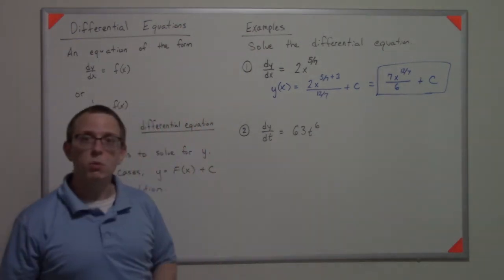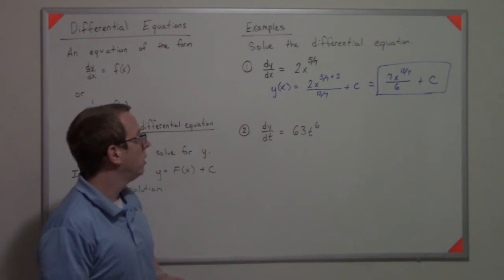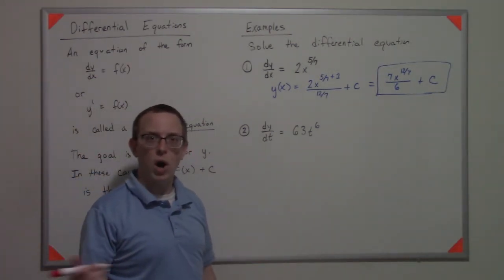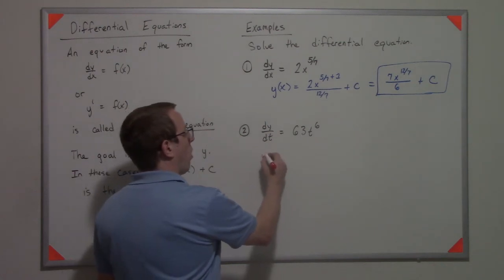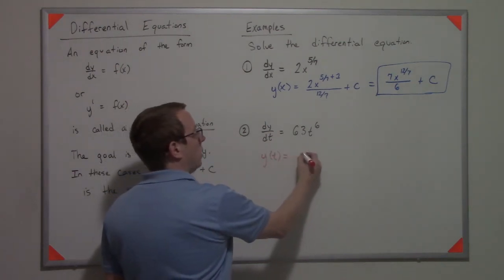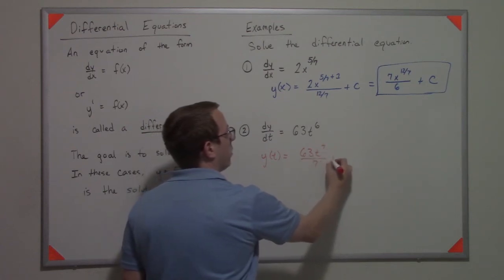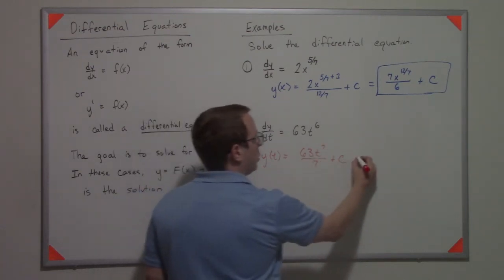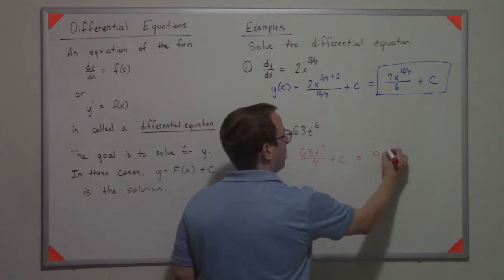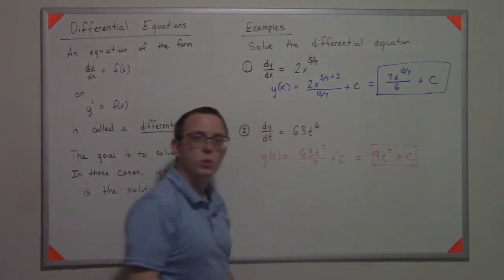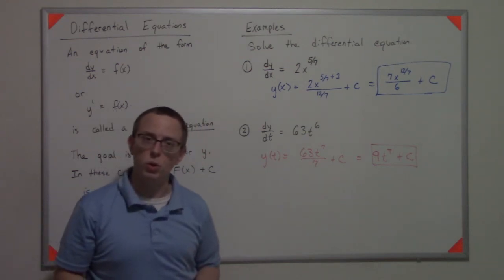Now for this one, we would do the same idea, but we have dy/dt. In this particular case, you could say that y, or y of t, equals 63 t to the 7th over 7 plus c, which is 9 t to the 7th plus c. So those are your general solutions to the differential equation.